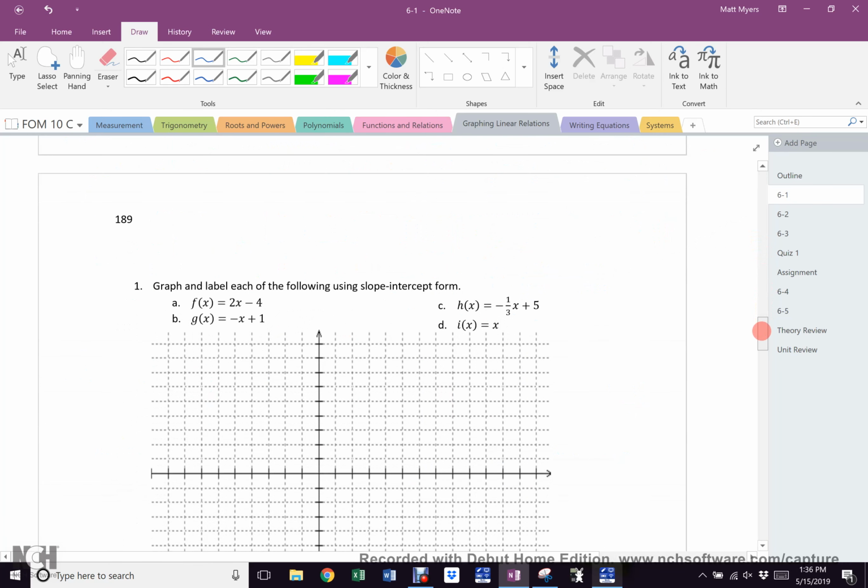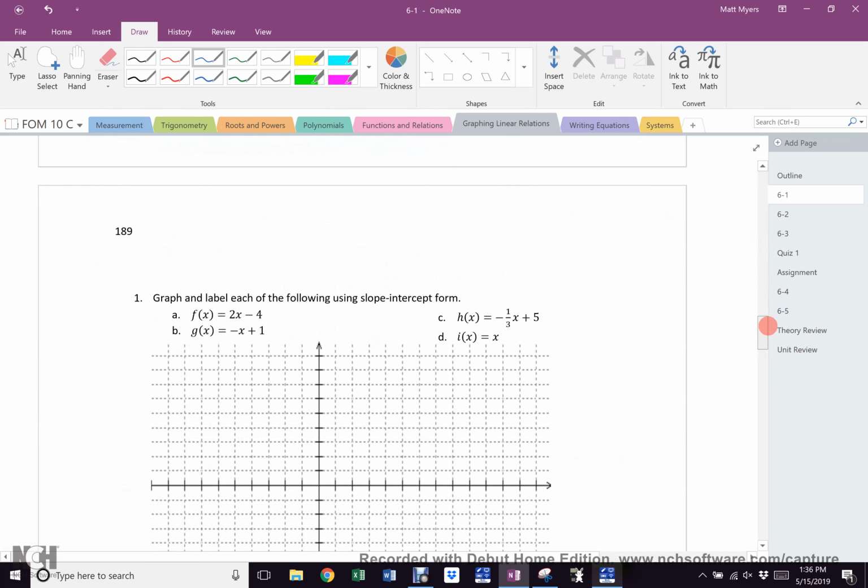All right, let's put this into practice. Turn the page over. Now remember, y equals mx plus b. What's the m? Slope. What's the b? The y-intercept. Now I'm going to use different colors for all of these. I'm going to do this one in red. Where can I start? Can I start with a slope or can I start with a y-intercept? Which one of them is an actual point on the graph? Y-intercept.